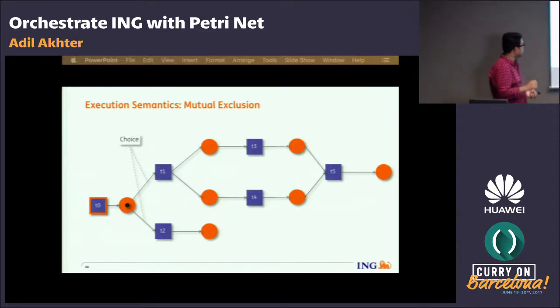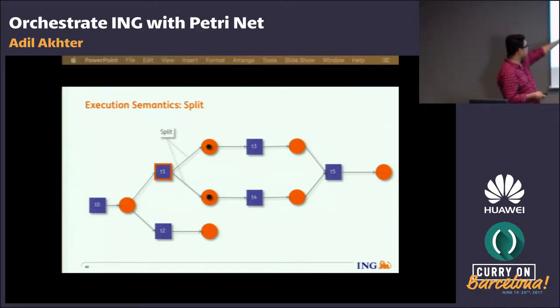Using this, you can also define some safety requirement in your Petri Net. For instance, in this case, either T1 or T2 will be executed, not both of them. So using this modeling language, you could encode this kind of safety requirement. This is just one of them that I'm showing, mutual exclusion.